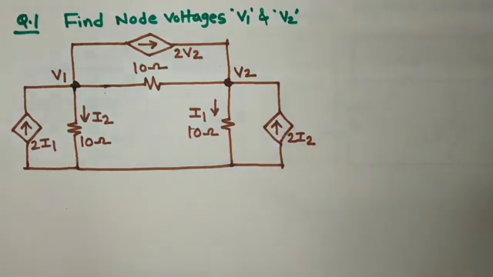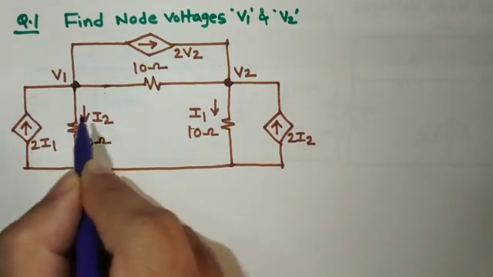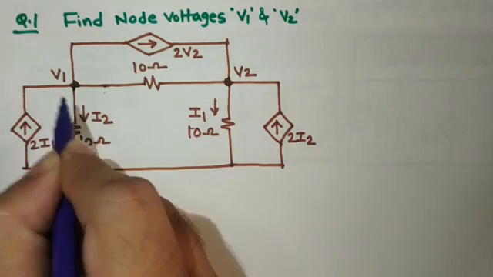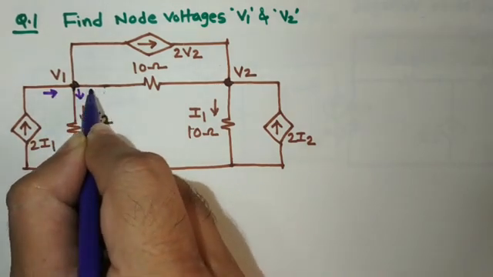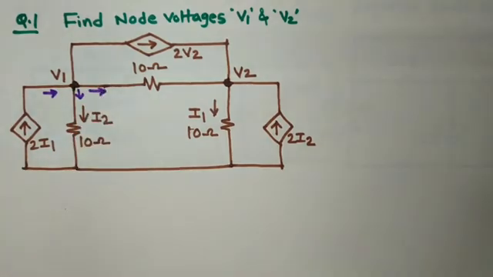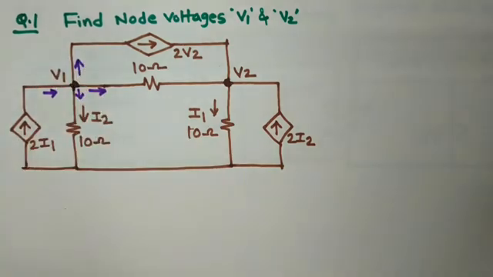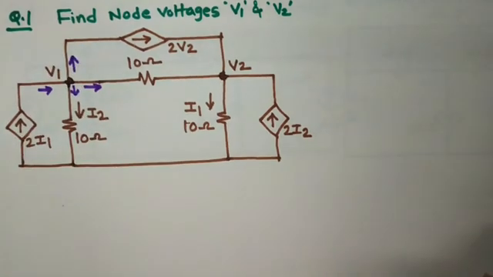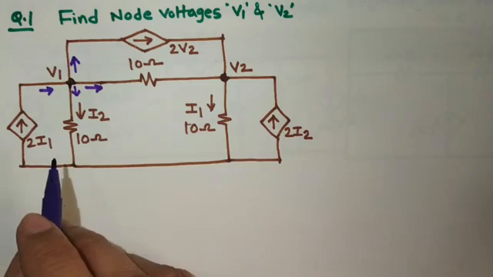So we will assume at this particular node, let's say this is an incoming current, it is already given. This current I2 is an outgoing current from this node. This direction is not given, so let's say I assume this is an outgoing current from this node, and this is given, that is again an outgoing current. So we will apply the KCL rule at this particular node V1.